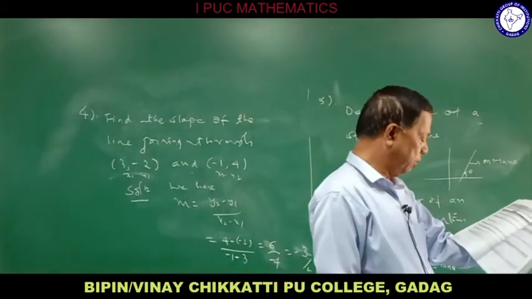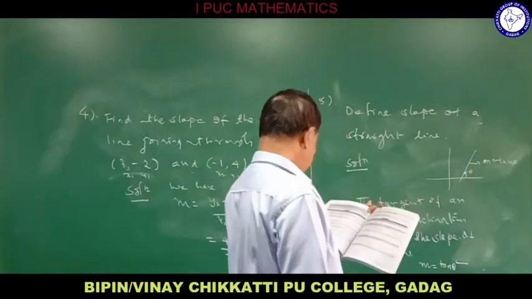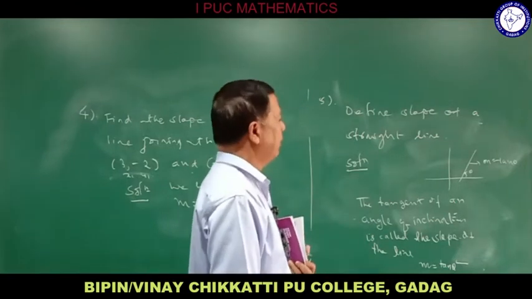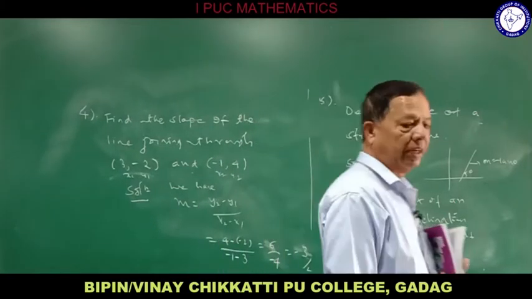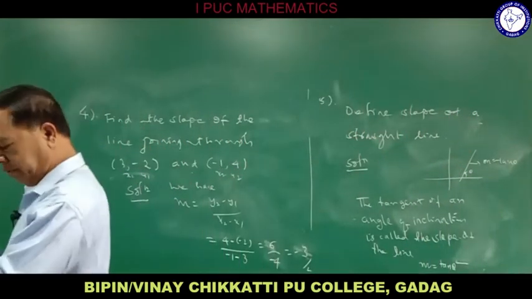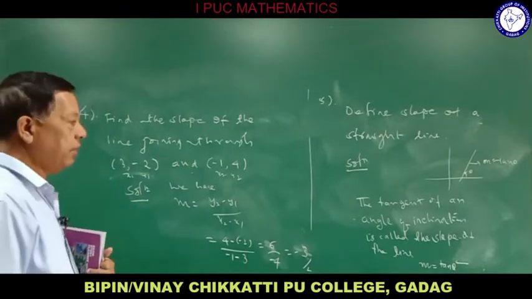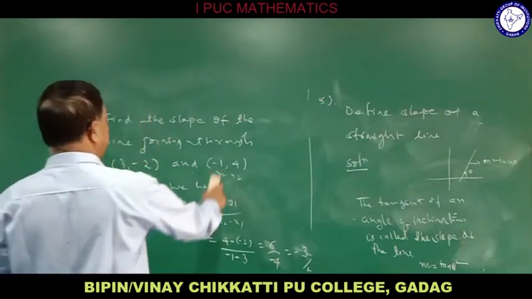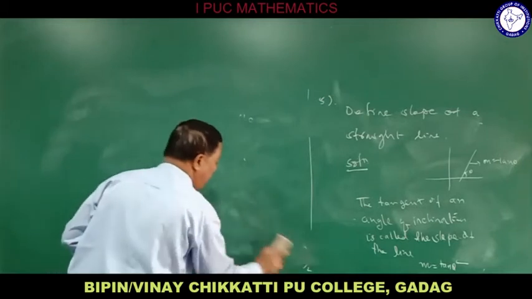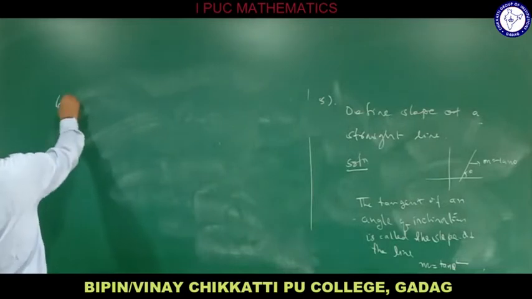So m is equal to the slope or inclination of the line. That is also called the gradient. In a simple way, the tangent of an angle of inclination is called the slope of the straight line. Now, what is the angle of inclination? The angle of inclination is the angle made by the line with the positive direction of the x-axis.